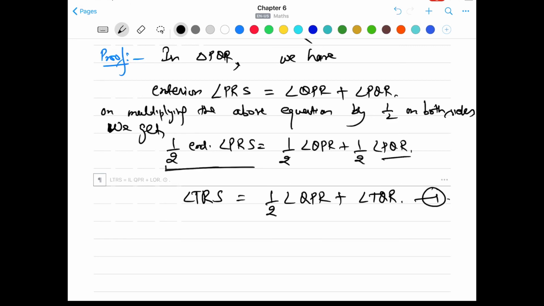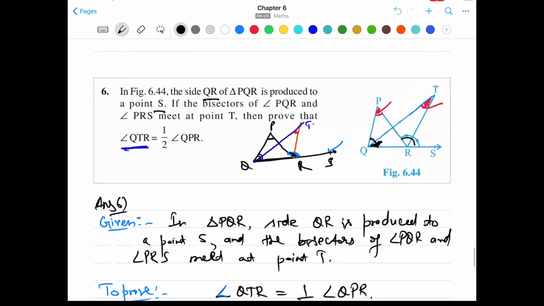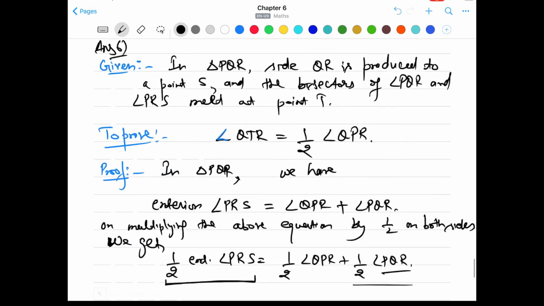Okay, what we have done is we rewrite half of the exterior angle PRS as TRS and half of angle PQR as angle TQR, while keeping half of angle QPR as it is. Now similarly we'll apply the exterior angle theorem in triangle TQR. Again, its one side is produced till point S, so the exterior angle will be equal to the sum of the interior opposite angles.